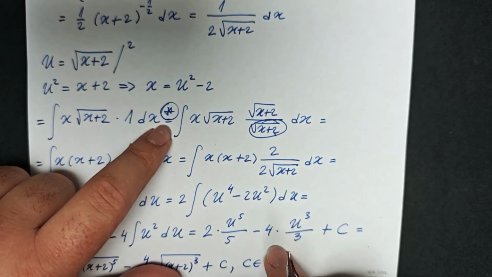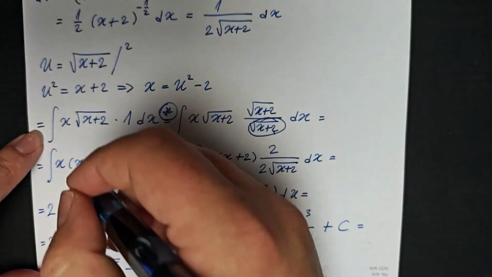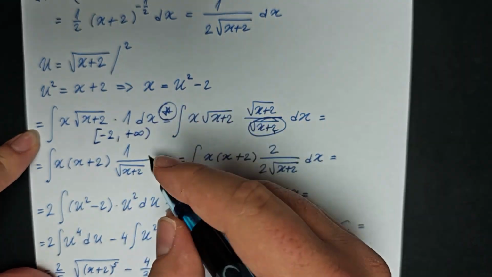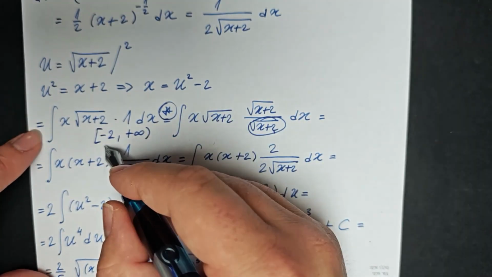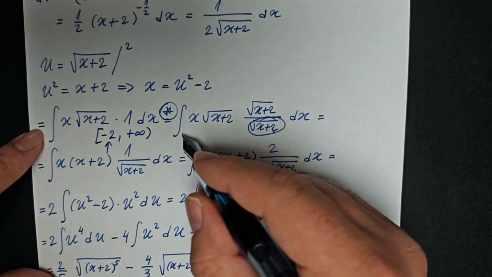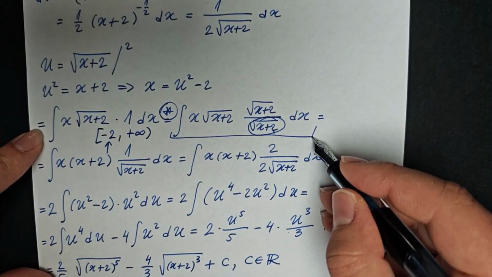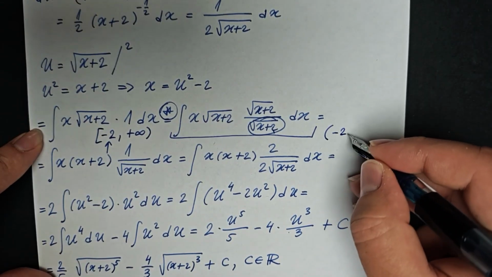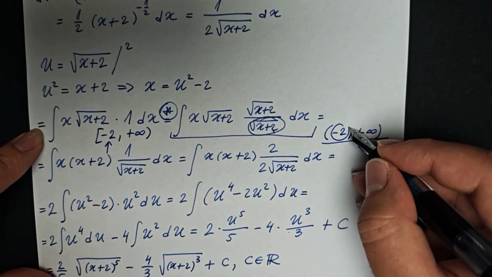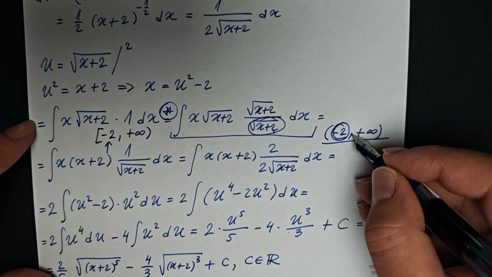And that is because this integral on the left side is defined from negative 2 to positive infinity, an interval which includes this number negative 2. And this integral on the right side of the equation is defined from negative 2 to positive infinity, an interval which does not include this number negative 2.